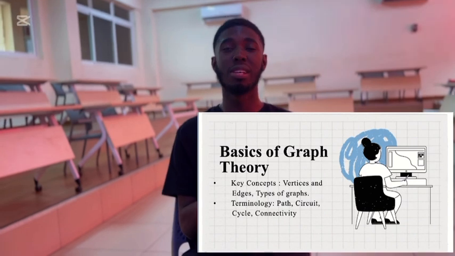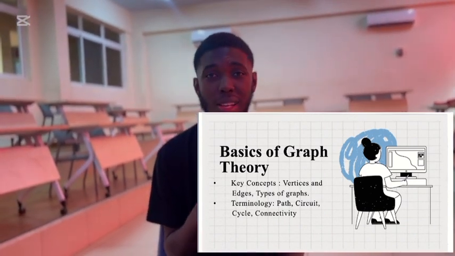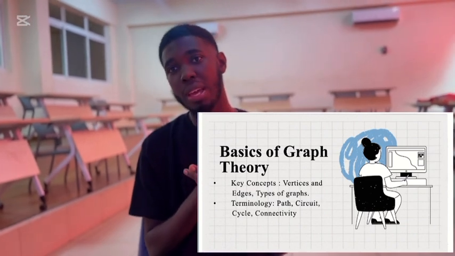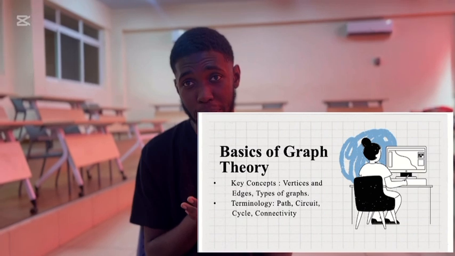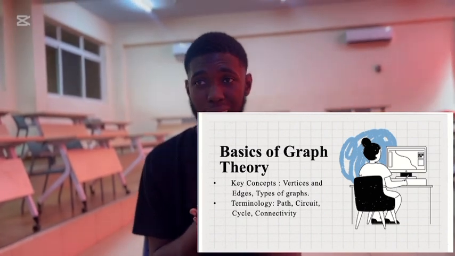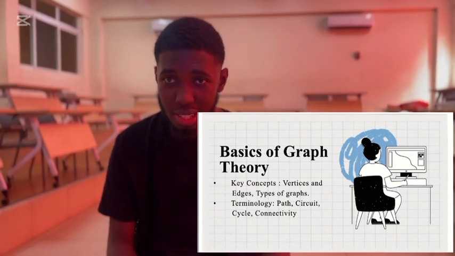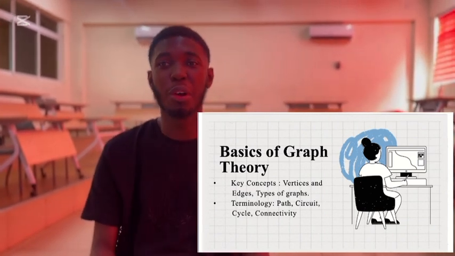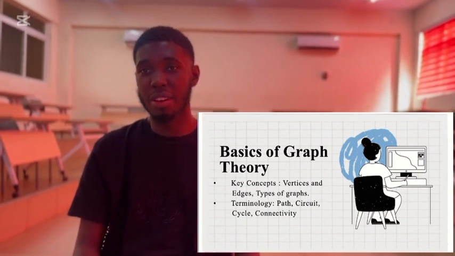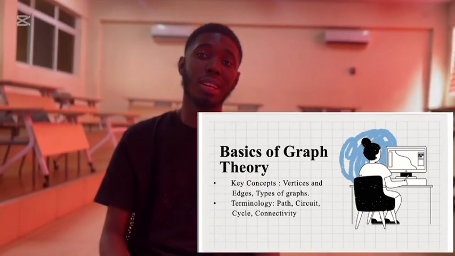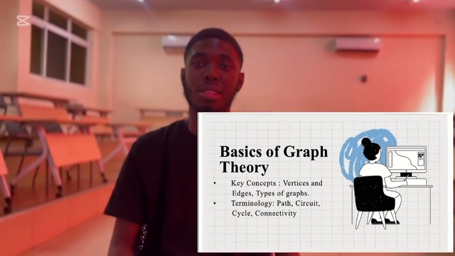Now let's talk about undirected graphs. These represent mutual relationships, such as Facebook friendships, where connections are bidirectional. A graph is connected if every pair of vertices is reachable. It's disconnected if at least one pair of vertices lacks a connecting path.